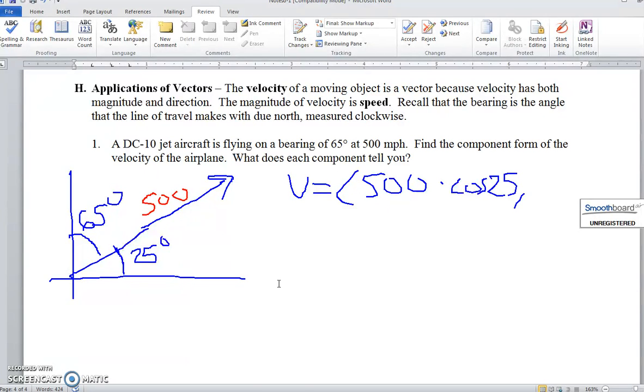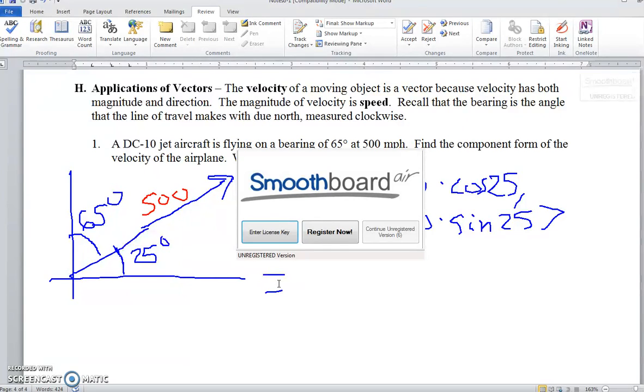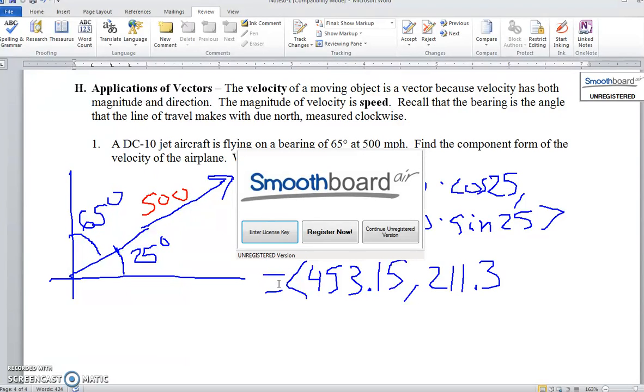And then we'd have, can I squeeze that in there? I don't think I'm going to be able to, so I'm going to put this on the next row here. 500 times sine of 25. And then we'll close that parenthesis. So that's all one vector there. And then it's simply putting that into our calculator, making sure we're in degree mode. So we'd have 453.15 for the x value, and 211.31 for the y value.